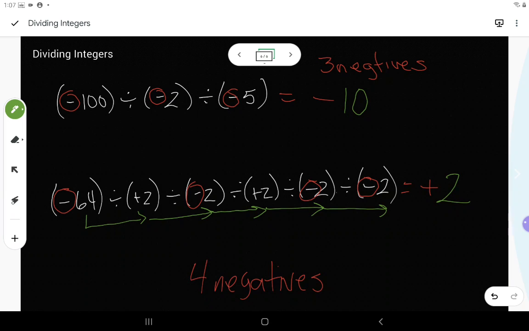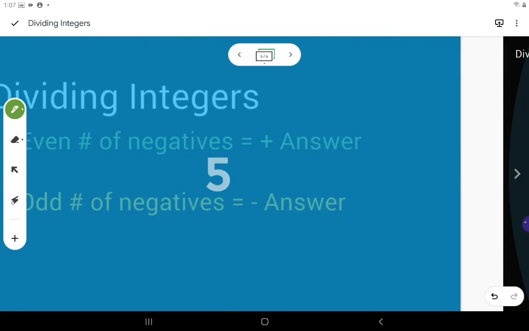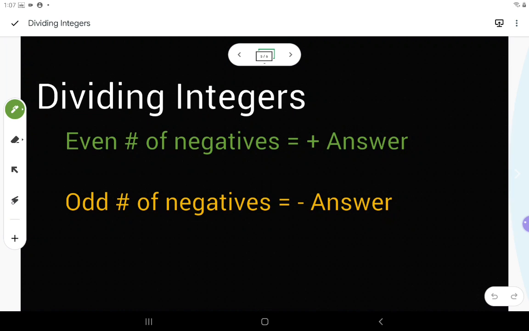So the real key takeaway in multiplying and dividing integers: count how many negative signs you have. An even number will give you a positive answer. An odd number of negatives will give you a negative answer. And remember, you're counting negative signs, not how many integers there are.